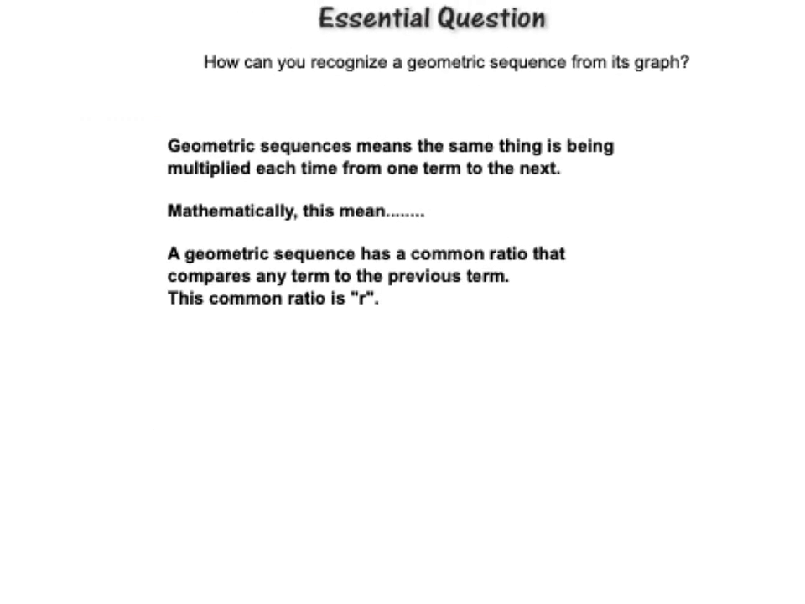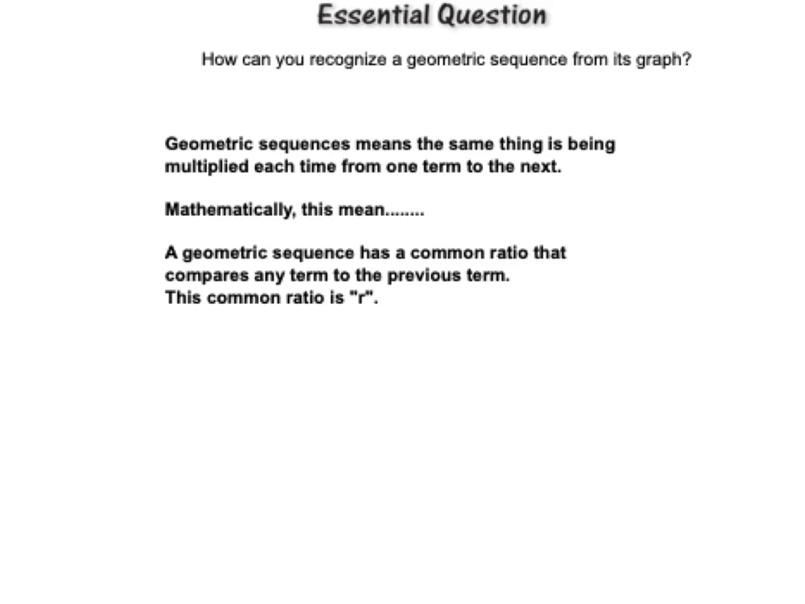We are going to start today with geometric sequences and series. We've spent the last couple days on arithmetic, which means you have a common difference, so you add or subtract the same thing each time. A geometric sequence means you have a common ratio that compares any term to the term before it.